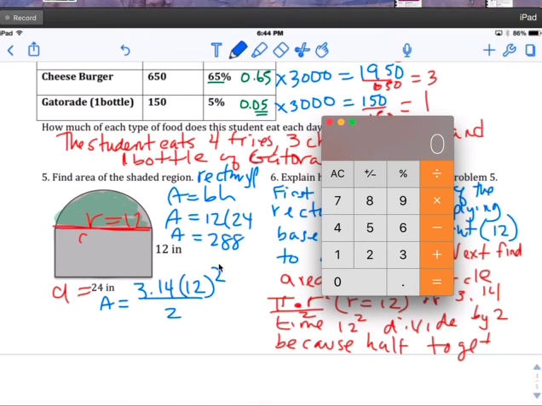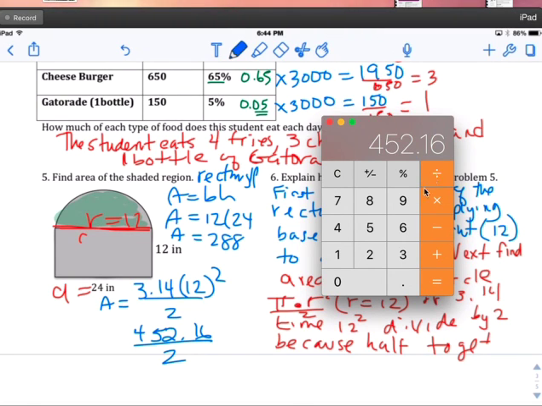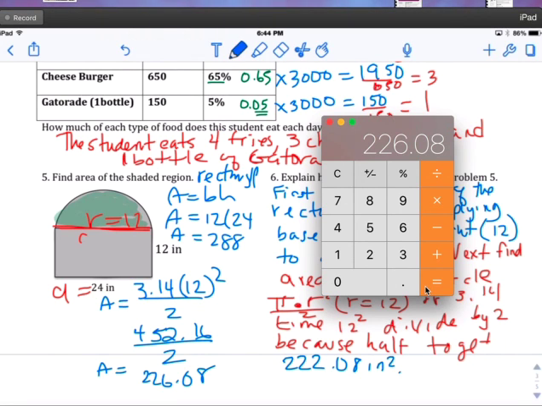We always do the exponent first. 12 times 12 times 3.14 equals, I'm going to write this down because this little calculator of mine can't do more than that, and then I have to divide that by 2, just in case I hit something wrong. Divided by 2 equals, so the area is 226.08 inches squared.